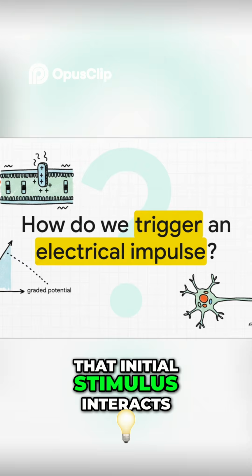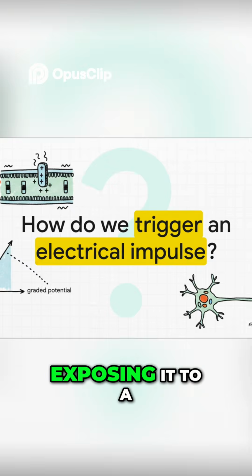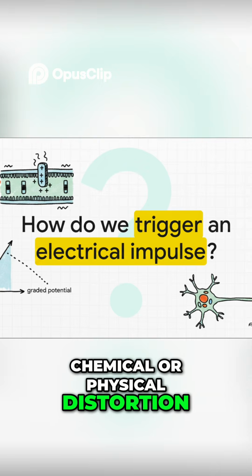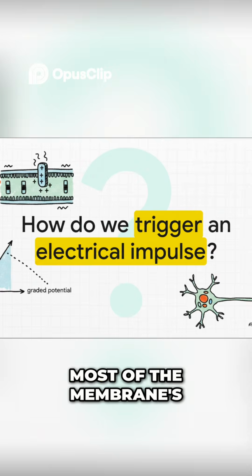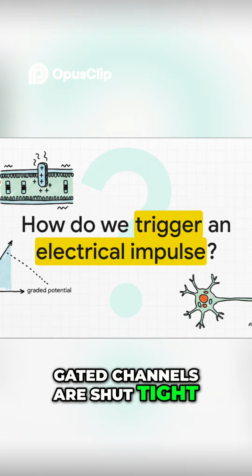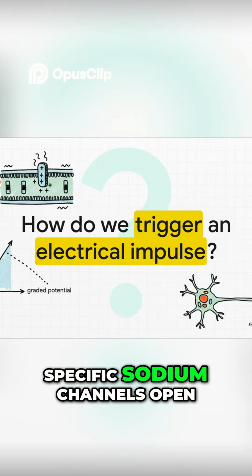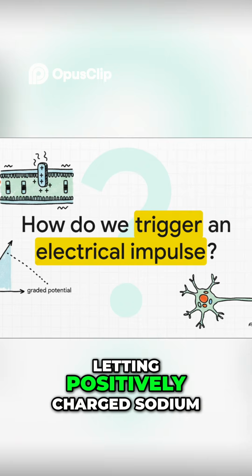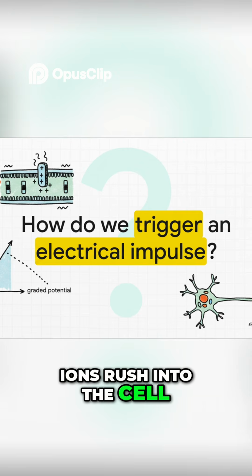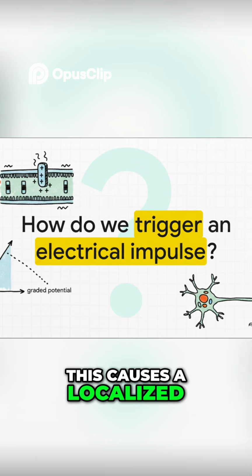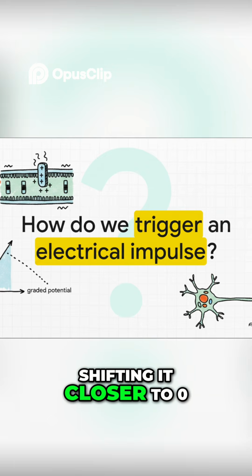That initial stimulus interacts with the cell membrane, exposing it to a chemical or physical distortion. Normally at rest, most of the membrane's gated channels are shut tight, but a stimulus pops specific sodium channels open, letting positively charged sodium ions rush into the cell. This causes a localized spike in the voltage, shifting it closer to zero.